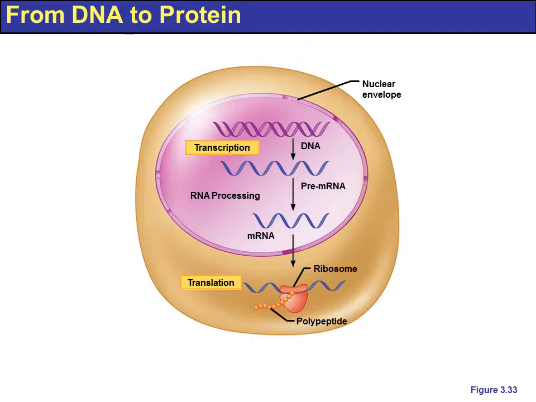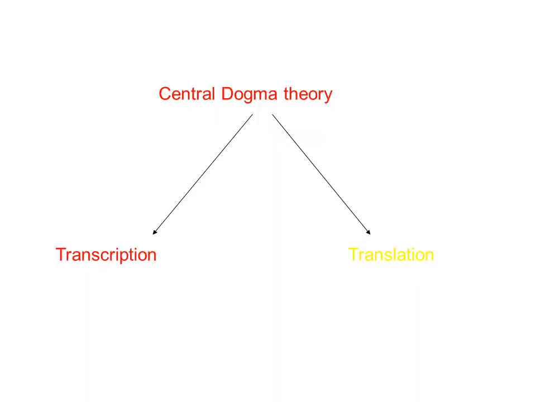That is where the second part of the central dogma theory will occur. It is called translation. Translation is going to create a polypeptide chain. So the central dogma theory is composed of transcription and translation. For this talk, we will just cover transcription.